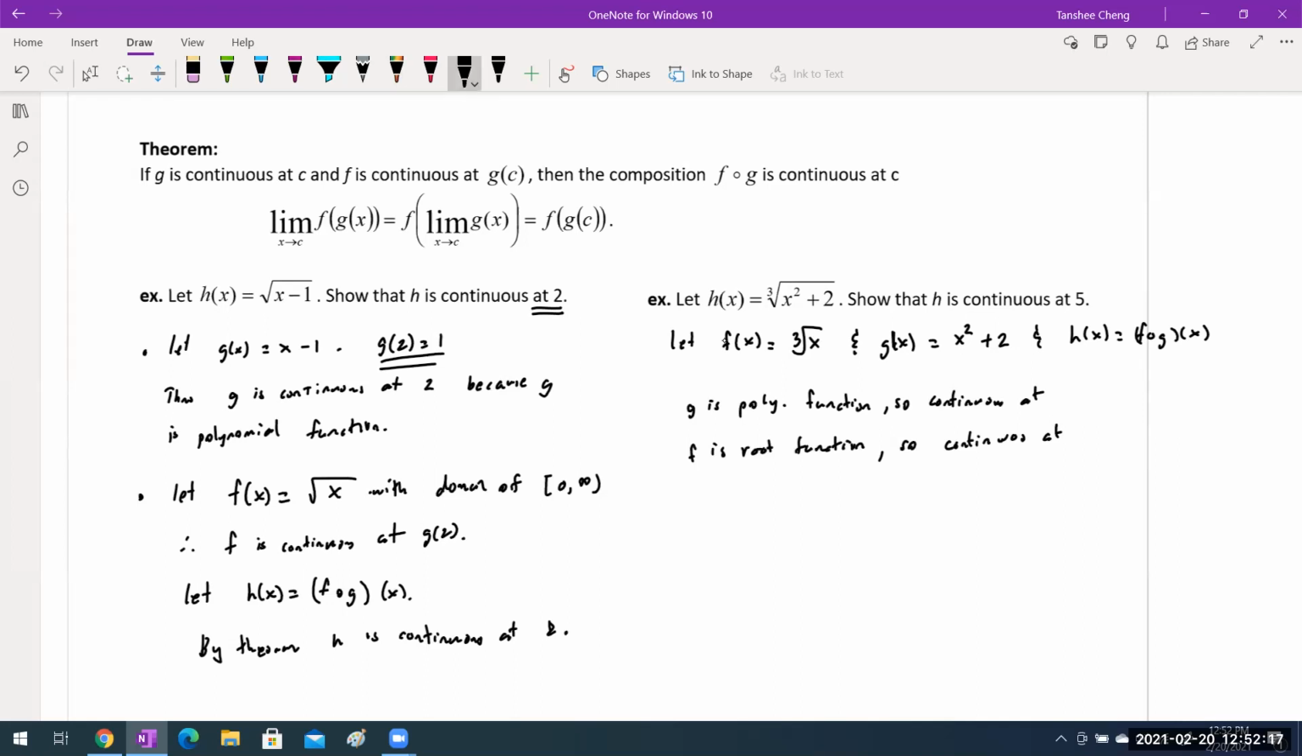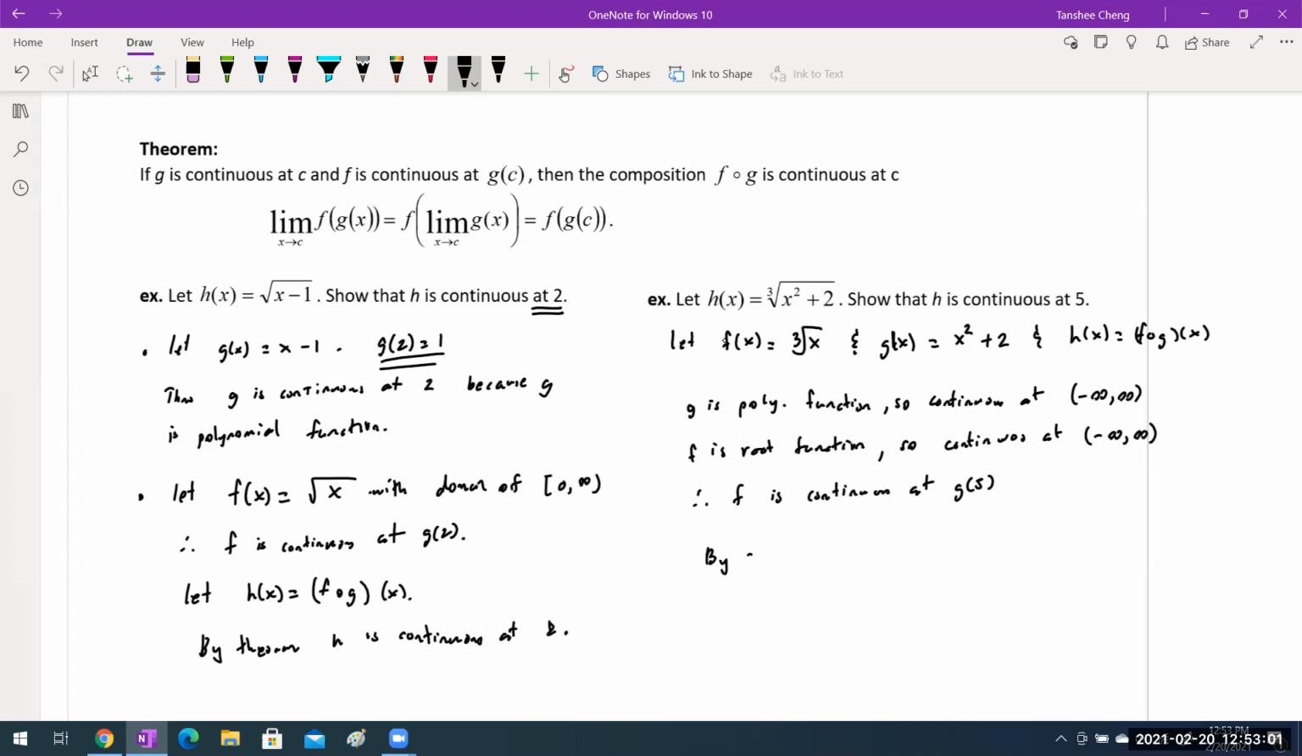let's put it this way so that it will help you to see better. Polynomial is continuous from negative infinity to positive infinity, right? And root function, this is the cube root, so it's also continuous from negative infinity to positive infinity. What that tells you is that it also includes g at 5, right? So therefore, f is also continuous at g of 5, right? g of 5 is just a real number output, and that real number is a part of the domain of the f function.